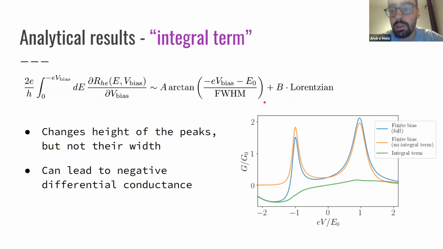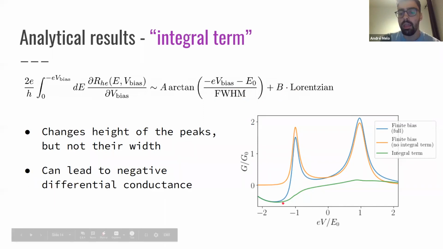And so that means that this term doesn't actually change the width of the peaks, but it can change their height. So what I'm plotting here is, in orange, just the linear response-like term, and then in blue, the conductance with both terms, and you see that the width remains the same, but the height of the peaks changes. The other important thing about this term is that it allows to have a negative differential conductance. So the other linear response-like term is always 0 or larger, but this term allows to actually have a negative conductance.